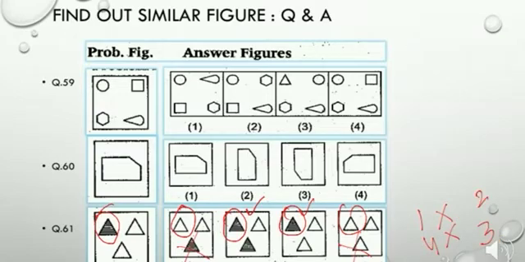Let's go to option 2. Let's check from this angle. This triangle is there. Let's check whether this triangle is available in option 2. This triangle is not the same. So option 2 is ruled out. Option 3 is the only option which is remaining. This is going to be the answer for question number 61.